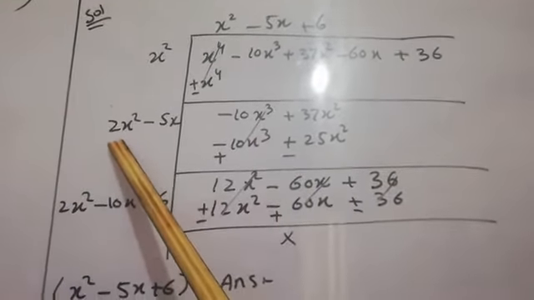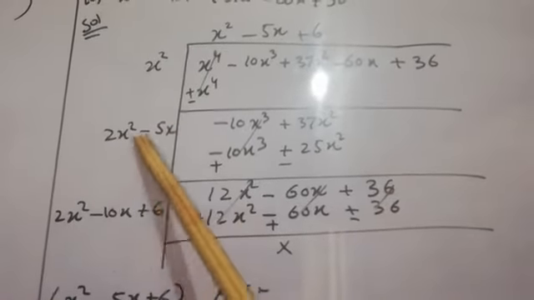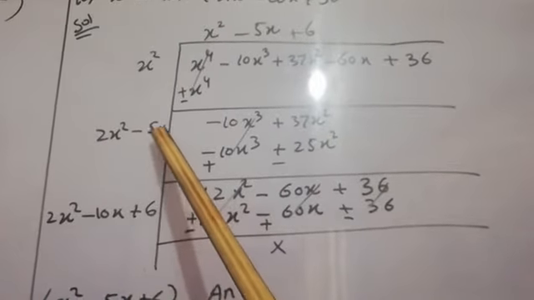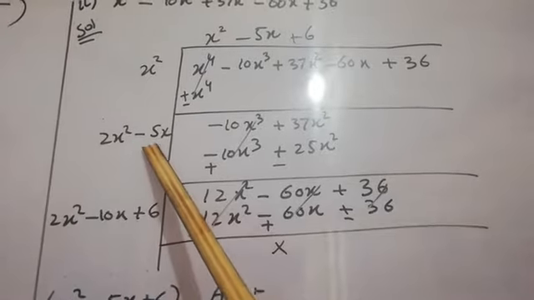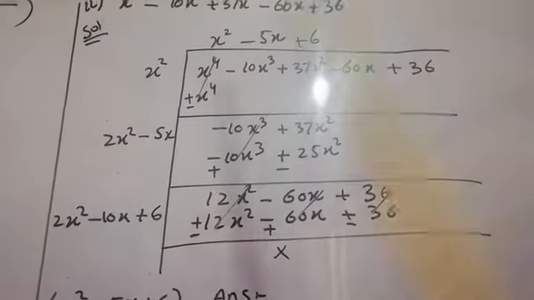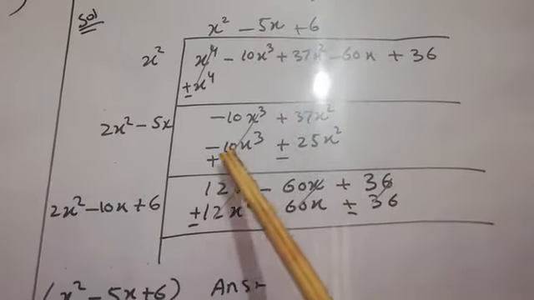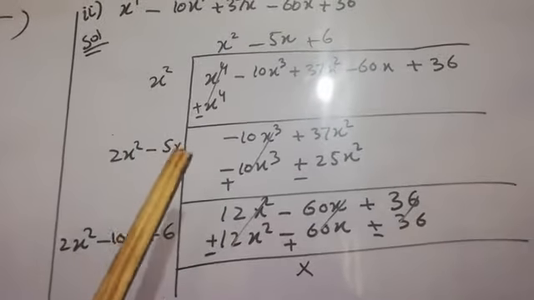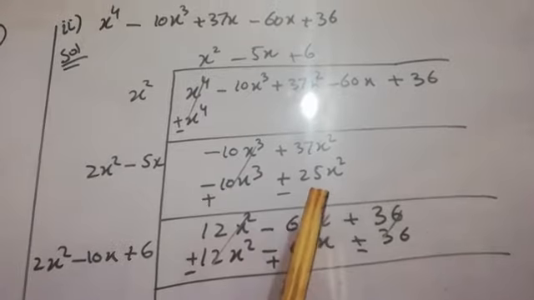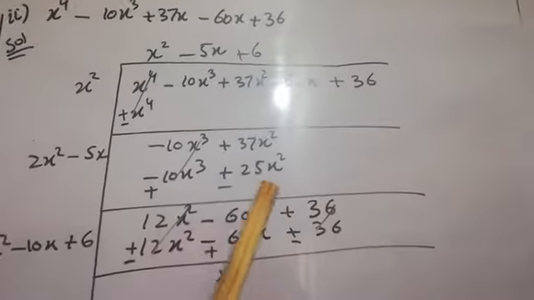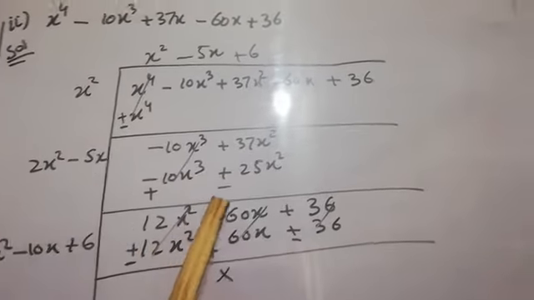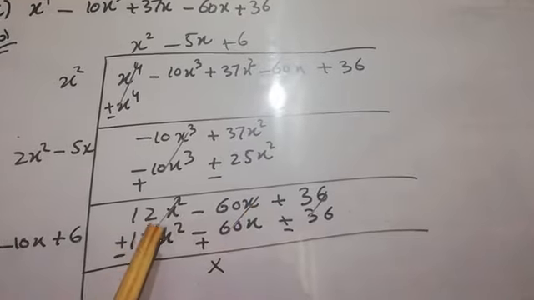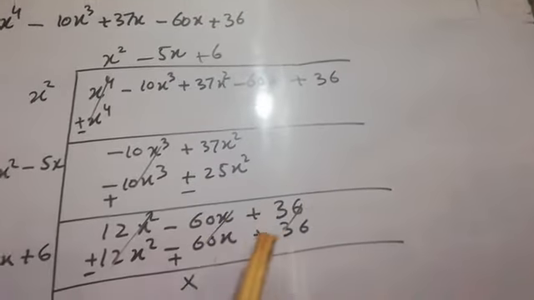When we multiply 2x with 5x, 2 5s are 10, x² into x is equal to x³. So put 5x here and 5x here. 2x² into 5x is 10x³, minus 10x³. Minus 5x into minus 5x, minus 5 into minus 5 becomes plus 25x². So subtract, these will be cancelled, and subtracting these values, this will become 12x² minus 60x plus 36.